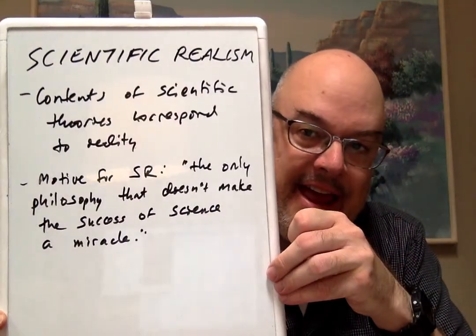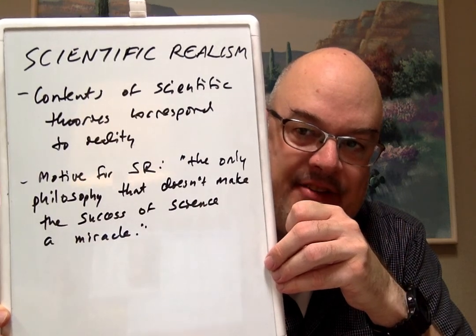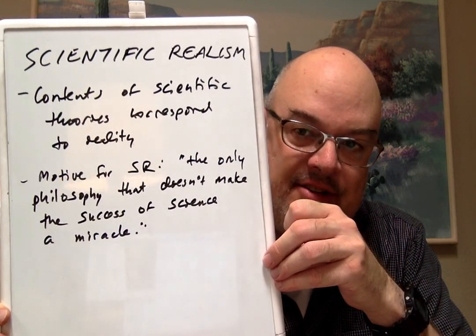And the motivation for it is given by Hilary Putnam, when he calls this the only philosophy that doesn't make the success of science a miracle. Right? So how can we account for the success of science if we deny that the contents of scientific theories actually correspond to a mind-independent reality?